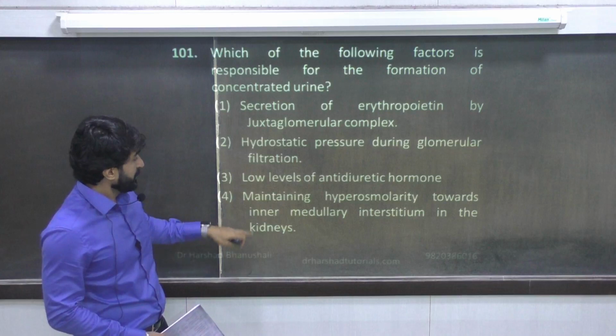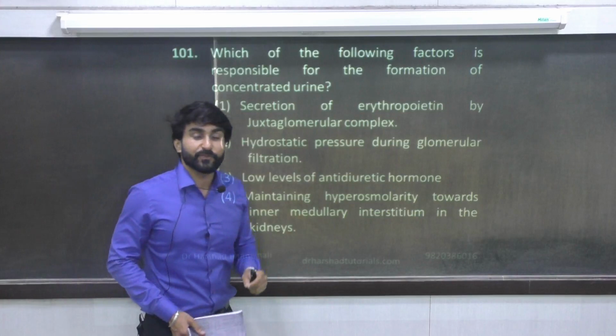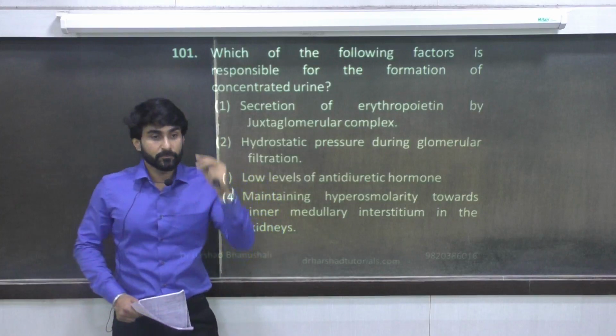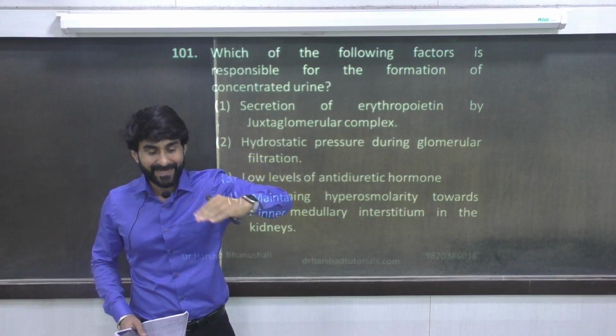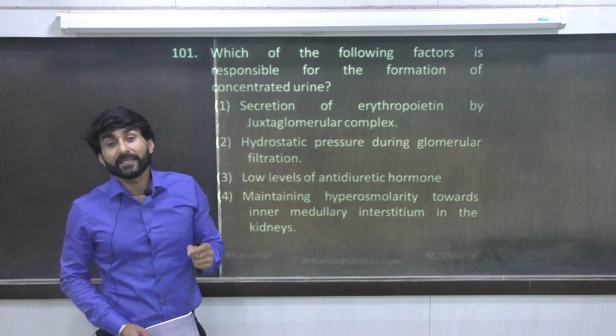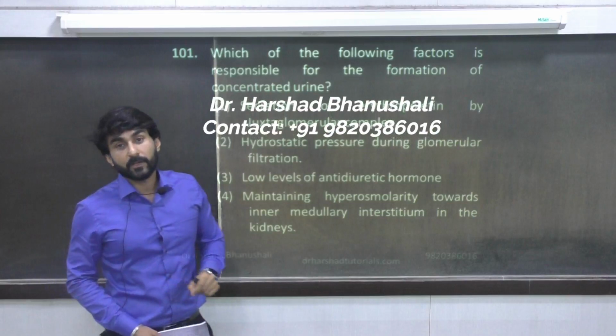The next option, maintaining hyperosmolarity towards the inner medullary interstitium in the kidneys. Now that's our correct answer. You all know about a mechanism which is called the counter current mechanism, and if you remember and study it, as you go from cortex to the medulla, the osmolarity of the medullary interstitial fluid increases. If you go from 300 to 600 to 900 to 1200, the urine which we produce is 1200 milliosmoles per liter. And the reason? Because as you go into the medulla, the osmolarity of the fluid increases. So this is our answer. Question number 101. The correct option is option number 4. It's a question of counter current mechanism, concentrated urine formed because of this statement.